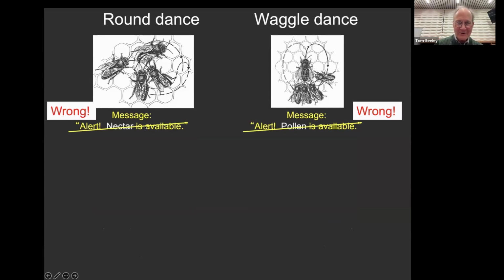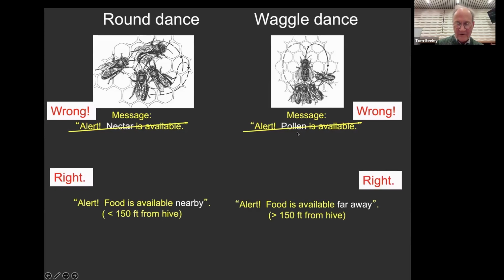It wasn't that the round dance says nectar's available and the waggle dance says pollen's available. No. What was correct, as we all know now, is that the message of the round dance is: alert, food is available nearby, less than 150 feet from the hive, in fact. And what we now know, too, is the waggle dance also says alert, food is available, but the food is available far away, more than 150 meters from the hive. And as we all know, the waggle dance can advertise a food source miles from the hive. But it took von Frisch a while to figure this out.